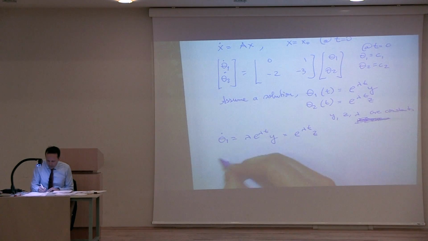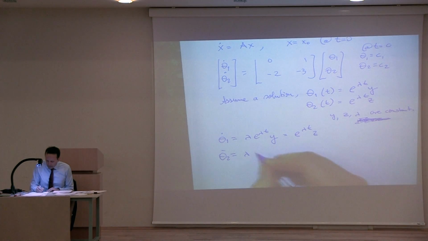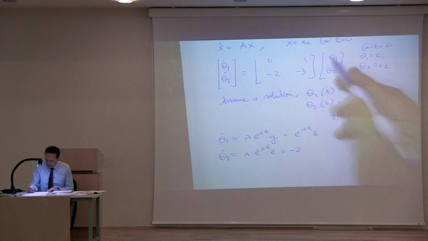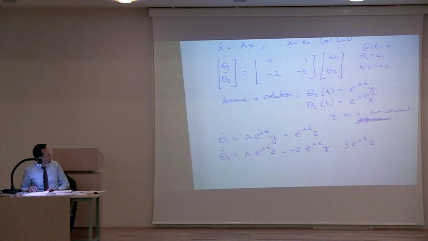So let's do the second one. Theta 2 dot is the derivative of this thing. It's basically lambda e to the lambda t z, and that is equal to, now this one here, minus 2 times theta 1, it's e to the power lambda t y, minus 3 times e to the power lambda t z. Okay, 2 equations.